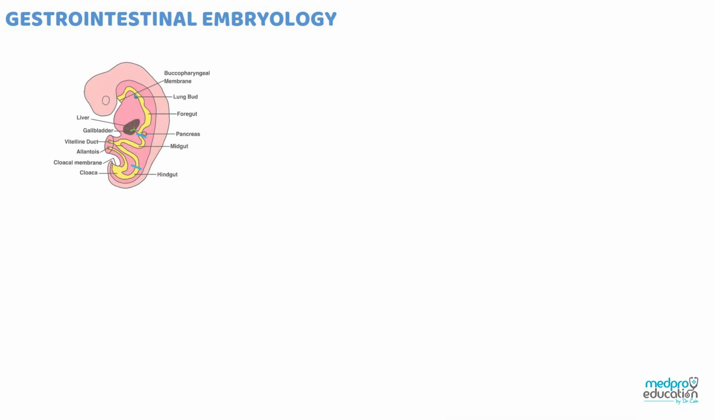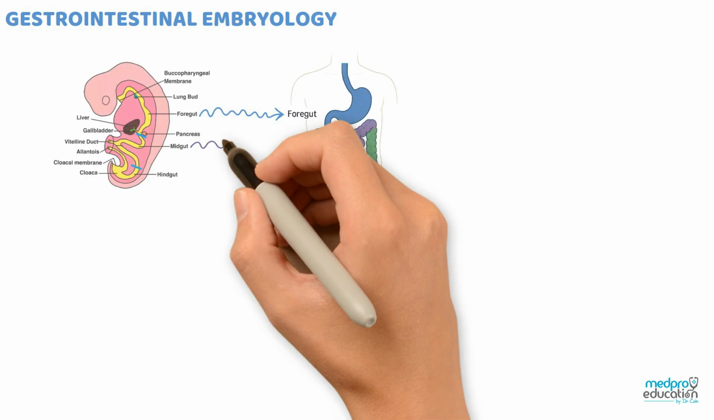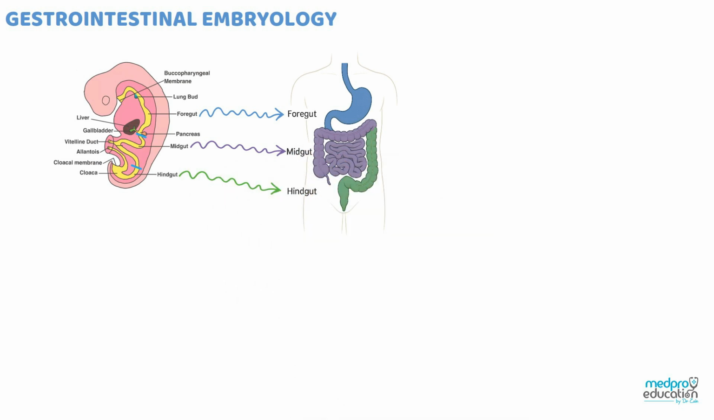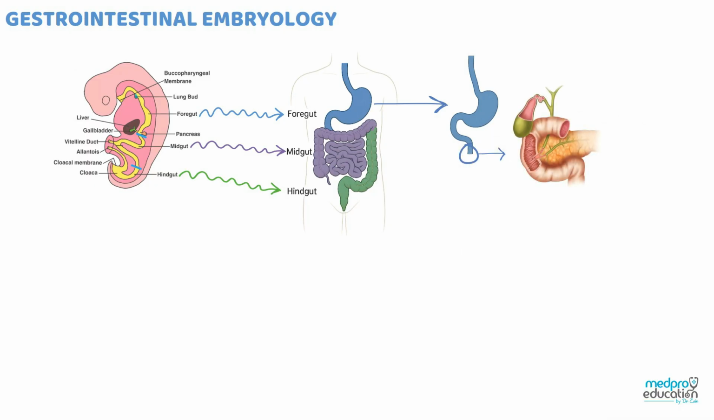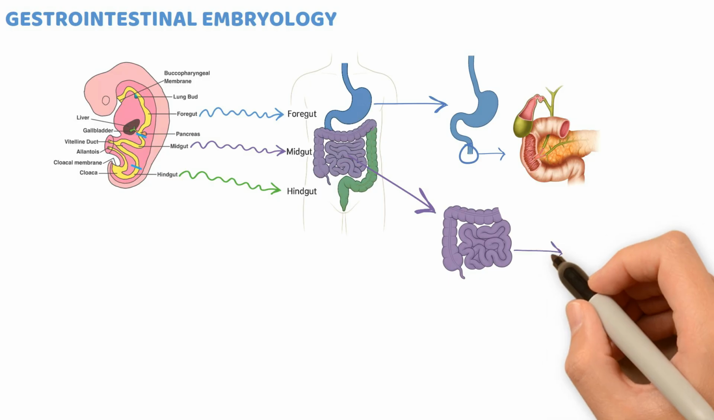The GI tract arises from a primitive gut tube divided into foregut, midgut, hindgut. Foregut structures range from the esophagus to the duodenum at the level of the ampulla of Vater. Here, the pancreatic duct and common bile duct drain. The midgut begins from the lower duodenum to the proximal two-thirds of the transverse colon.